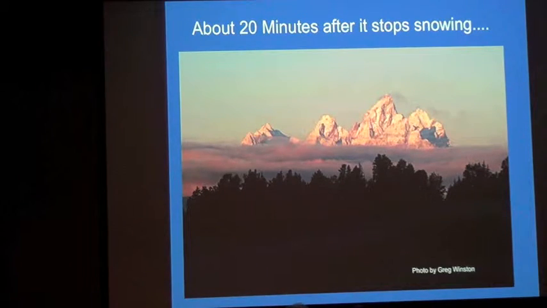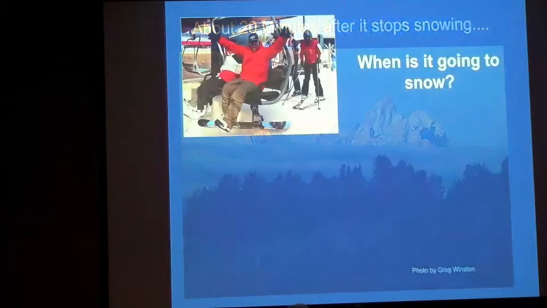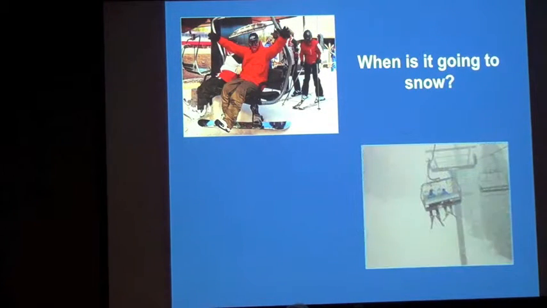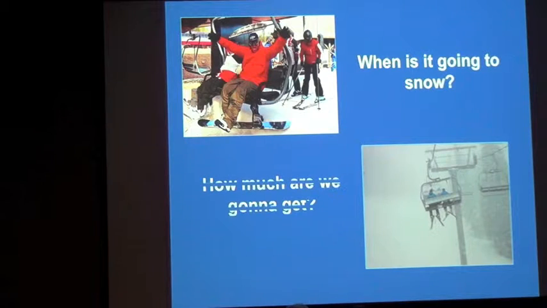And then about 20 minutes after it stops snowing, it all starts again. It's snowing. How much are we going to get? On and on. That's the way my days go, all winter long for 8, 9 months.